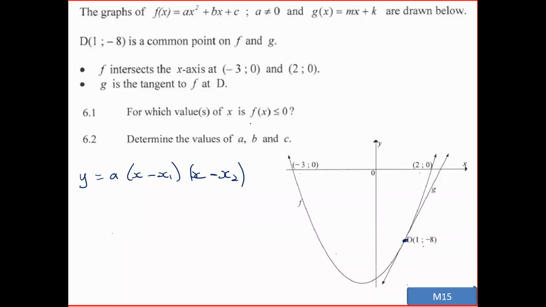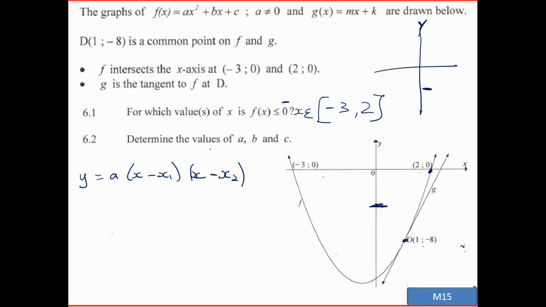6.1, for which value of x is f of x less than or equal to 0? So if you look at your y-axis, this question wants to know from you, when is the y negative? So that means when is it below? It's negative below the x-axis. Can everyone see that? Below the x-axis, the y is negative. So it's from this point to that point. And then we can answer this question that it starts at minus 3, 2. We have to use a square bracket because we're going to include that. And here's our first answer to that.